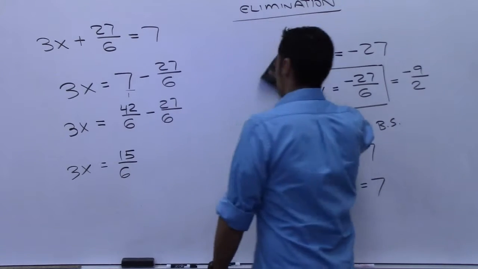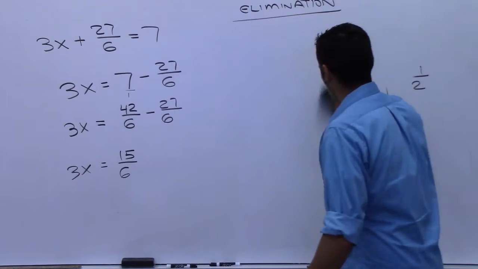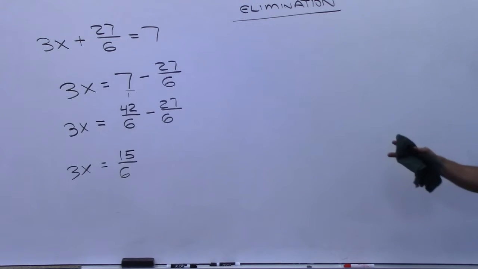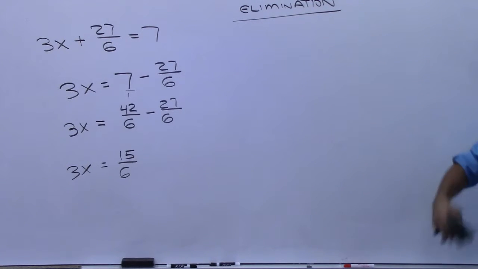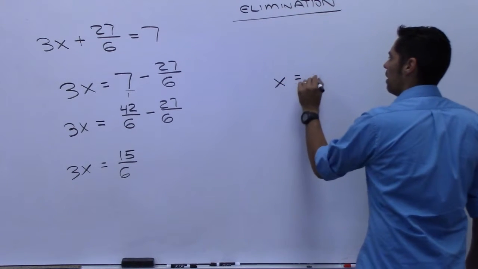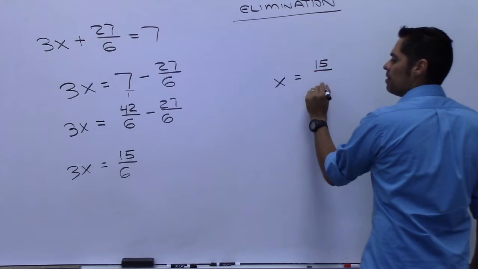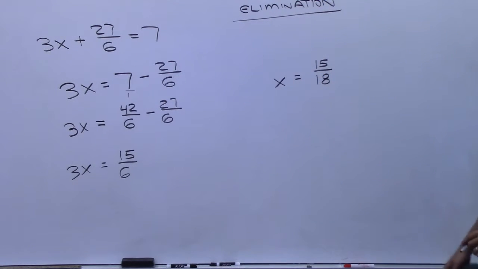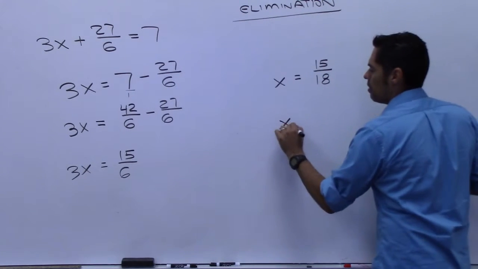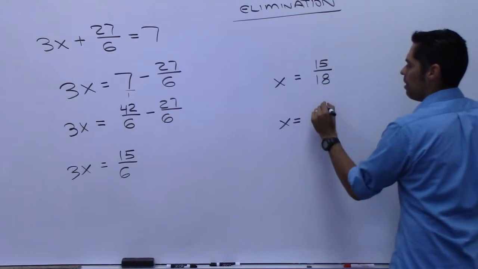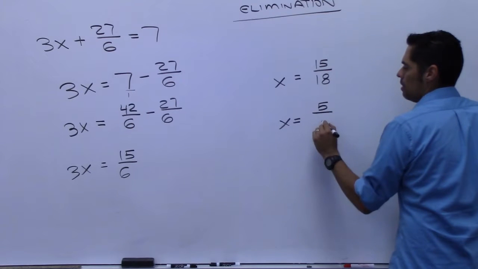And then final step here. Divide by 3 on both sides, or multiply by 1/3, whatever works in your head better. In either event, you're going to get 15 over 6 times 3 is 18. And then we can reduce that answer. 3 goes into each of those, right? 5/6.